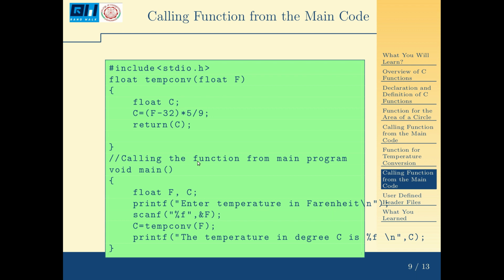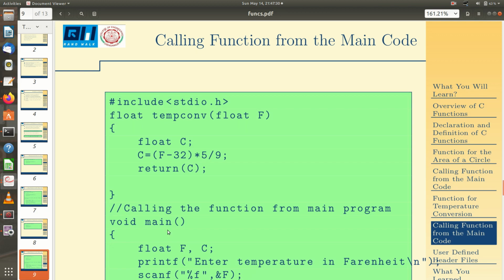Here I have used the same names for the global as well as the local variables, f and c; it doesn't matter. Now I say printf the temperature in degrees Celsius is %f backslash n, c. Whatever is stored in the memory location c will be printed. Now we will appreciate this code.